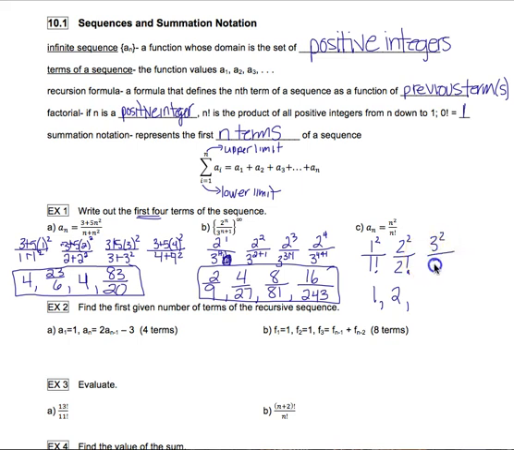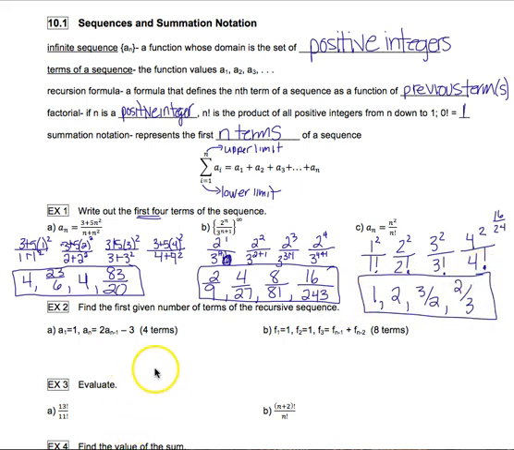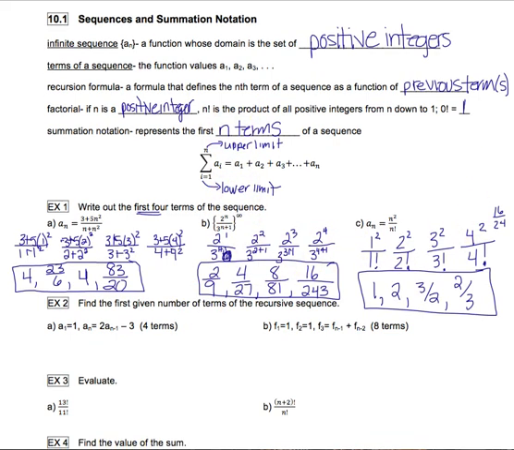3 squared over 3 factorial. So 3 factorial is 3 times 2 times 1, which is 6. 9 over 6 reduces to 3/2. Then 4 squared over 4 factorial. So 4 times 3 is 12, times 2 is 24, times 1 still 24. So I have 16 over 24 there. They're both divisible by 8, so that gives me 2/3. All right, and we are done with that one.